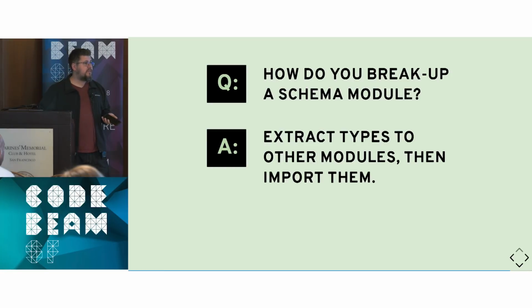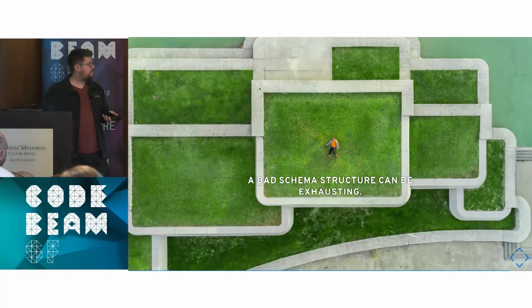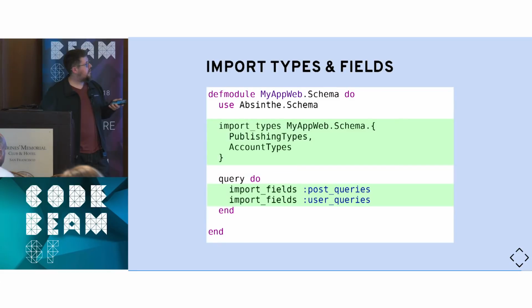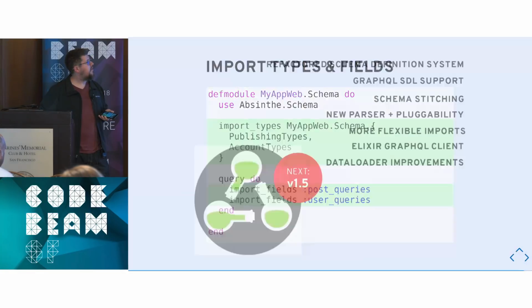Obviously, a schema module is one big module, right? Well, that would not be great to have to maintain. So we have ways of splitting it up. You can extract your types into other modules and just use Absinthe schema notation. You can import those, and you can import individual fields from objects into different parts of your schema.